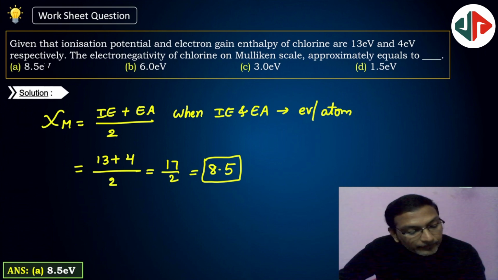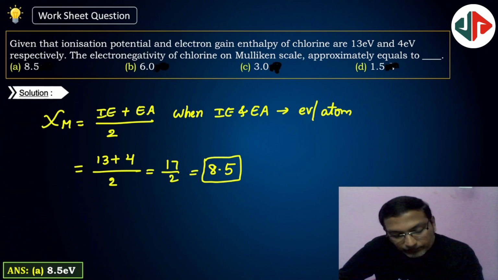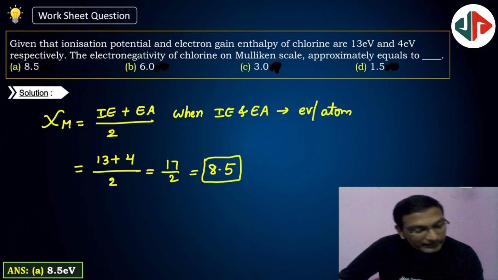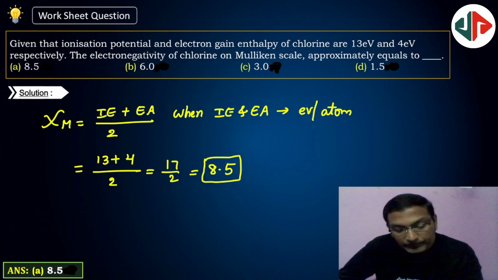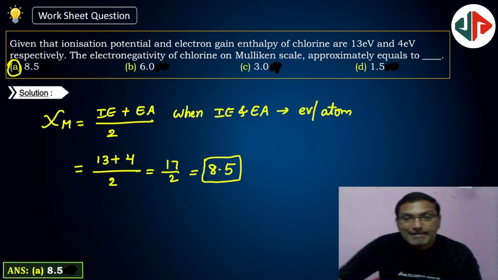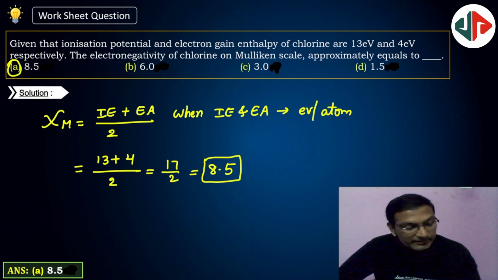Removing eV, just the value is 8.5. Mulliken scale of electronegativity 8.5. So the option will be A, 8.5. Next one.